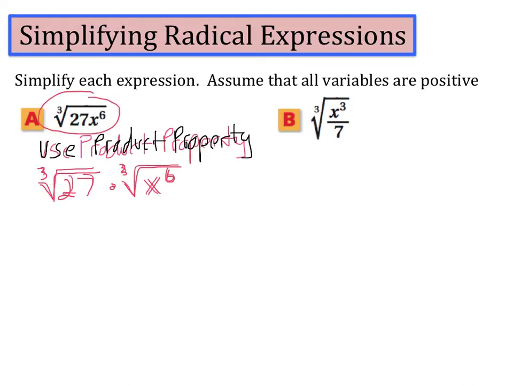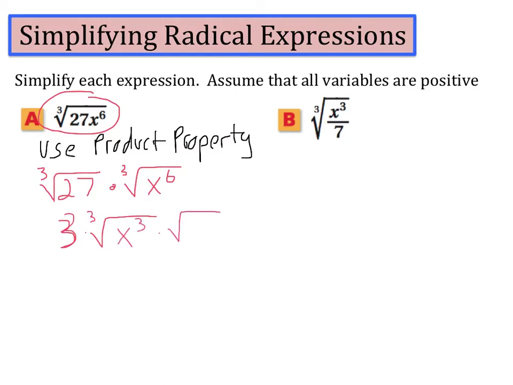Now we know the cube root of 27 is 3, but the cube root of x to the 6, we want to break that down a little more. So what we'll do is, we'll do the cube root of x to the third times the cube root of x to the third. Both of these multiplied together would give you x to the 6, so we're good.